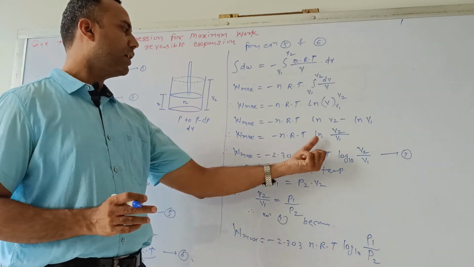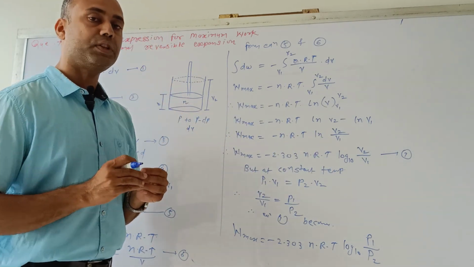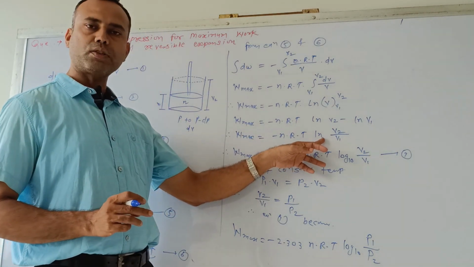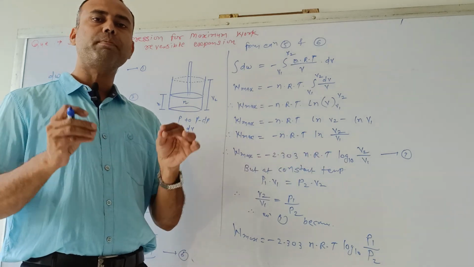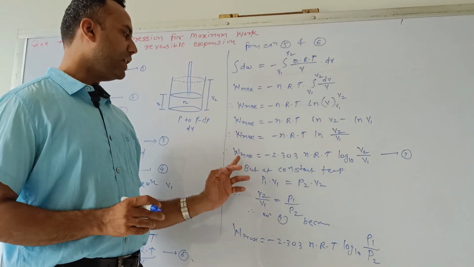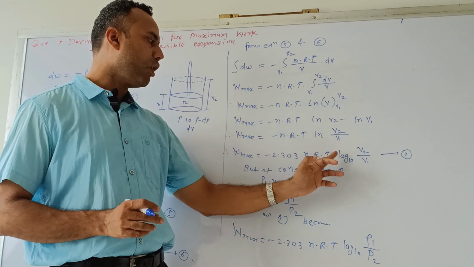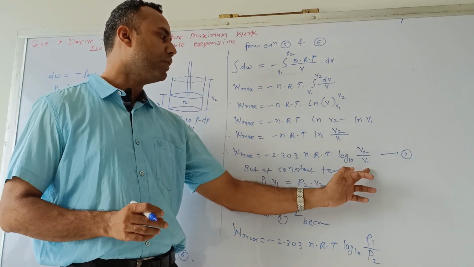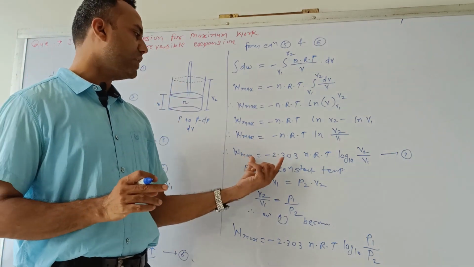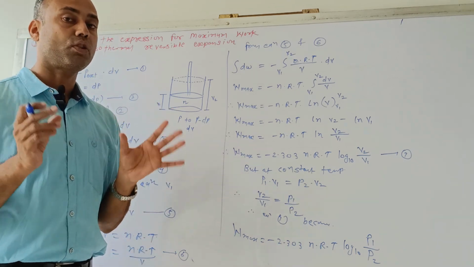But we want to convert log to the base e into log to the base 10. That's why we are going to multiply this equation by 2.303. The base of the log is here e. We want log to the base 10. That's why we are multiplying this equation by 2.303. Therefore, the final equation: W max is equal to minus 2.303 nRT log to the base 10 of V2 upon V1. This is our equation number 7. So this is our main equation. This is the expression for work done in an isothermal reversible process during expansion of gas.